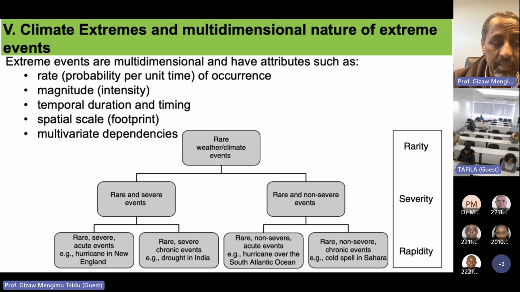Timing is important, but how long they last when they occur is another question that you have to ask, because some can last very long. Some are very short, and the impact is also mild, the impact of these extreme events. So that's why we say climate extremes are multidimensional and as such have multi-attributes that can be used to characterize them. And they are challenging because of this reason.